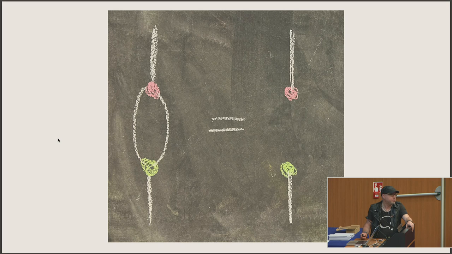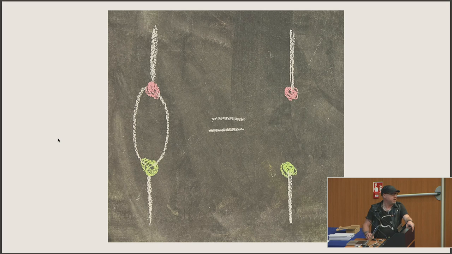What is one special relation two orthonormal bases can have? Did anybody ever hear about mutual unbiasedness? Mutual unbiasedness. So this is an expression of mutual unbiasedness.